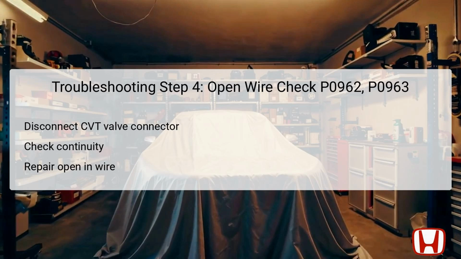If continuity is present, this confirms that the wire is intact and you should proceed to step 5. However, if continuity is absent, this highlights a critical issue involving the DRLS-DRC plus wire, which must be repaired to eliminate the open circuit, preventing effective communication between the solenoid valve and the TCM.